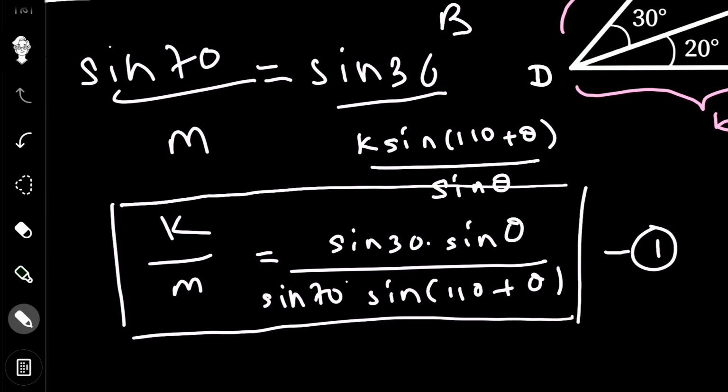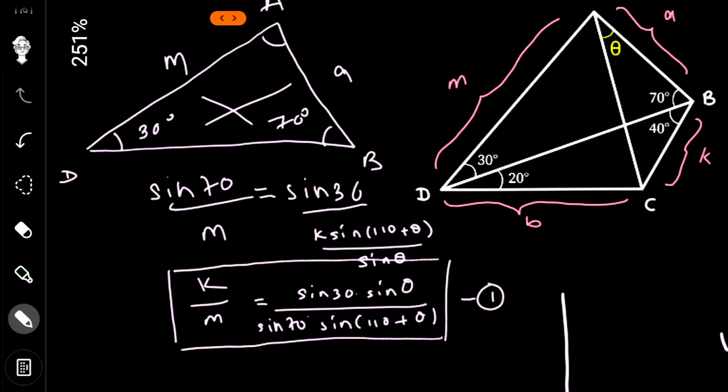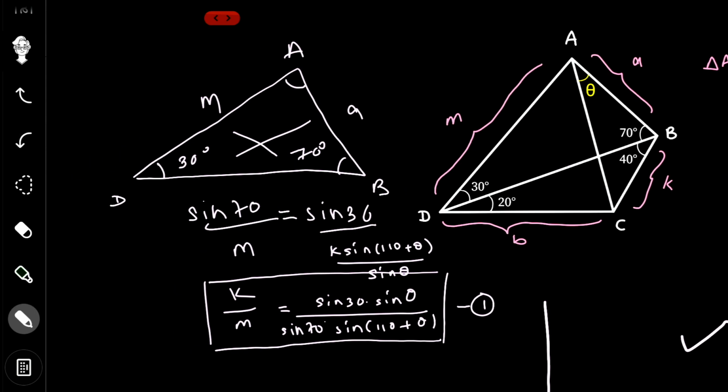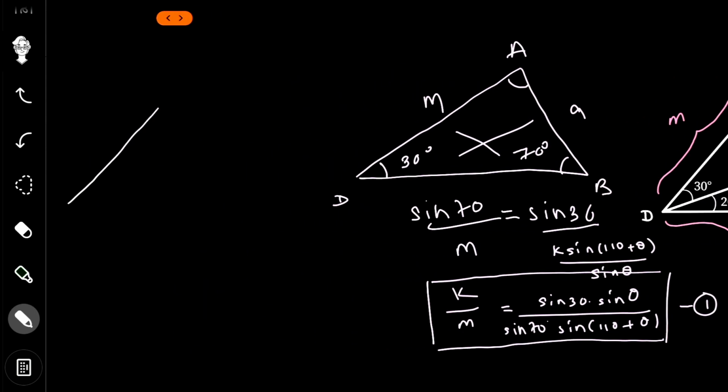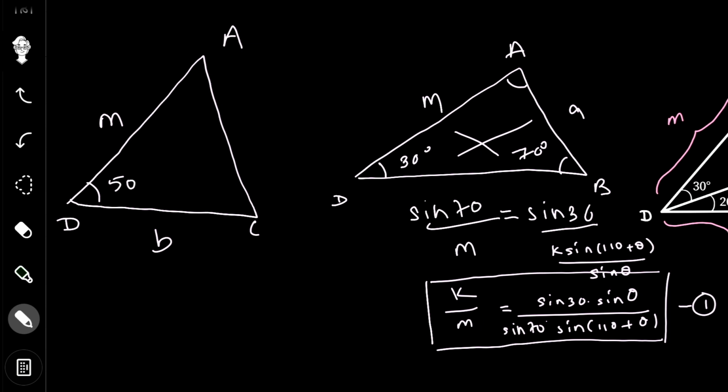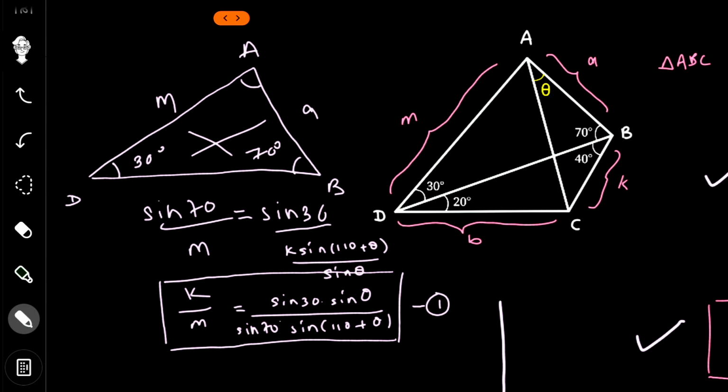Now let us try to get the second value of K upon M, and that we can get in the triangle ADC. So the triangle ADC is like this. Here is the point A, the point D, the point C. The length of AD is M, the length of DC is equal to B. This angle over here is 30 plus 20, that is 50 degrees. Now what about the other angles? We can get that using this diagram.